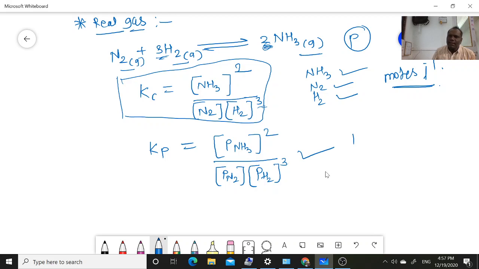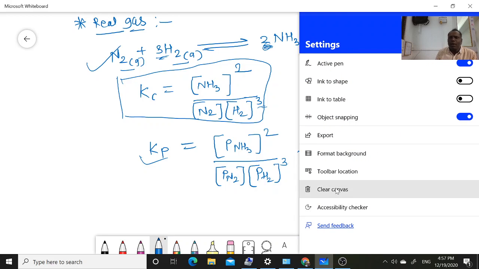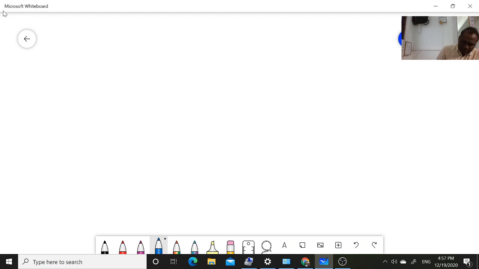In this case, the ammonia, hydrogen and nitrogen gas molecules are expressed in partial pressure, with units of Pascal, bar or atmosphere. These are the units of measurement of partial pressure. So this is the real example where we can determine Kp or Kc. Now let's try to solve some of the reactions. We'll go through the simple problem first, then the difficult problem.